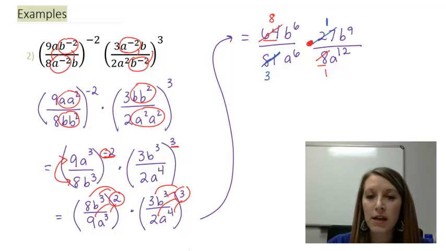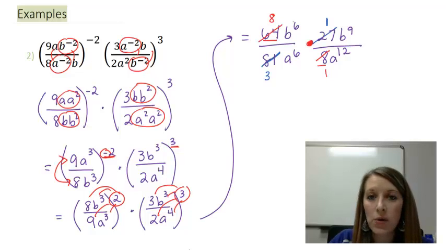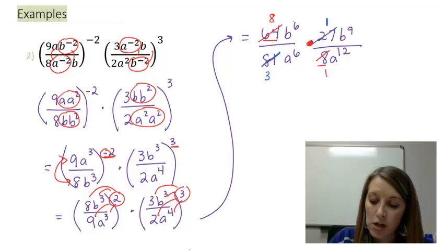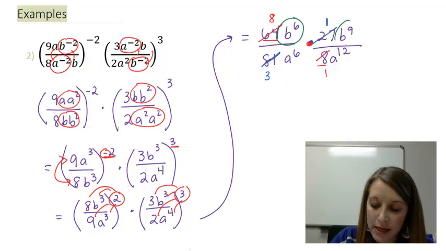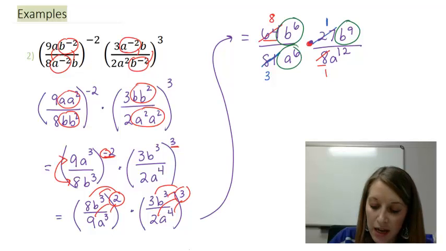Now you might not have picked that out right away. You might have picked smaller factors like 9 or 3, and that's fine if you start with those. Just keep making sure to keep reducing as far as possible. And I also have to worry about my variables. So on the top, I have b to the 6th times b to the 9th, which I can combine. And on the bottom, I have a to the 6th times a to the 12th, which I can combine.